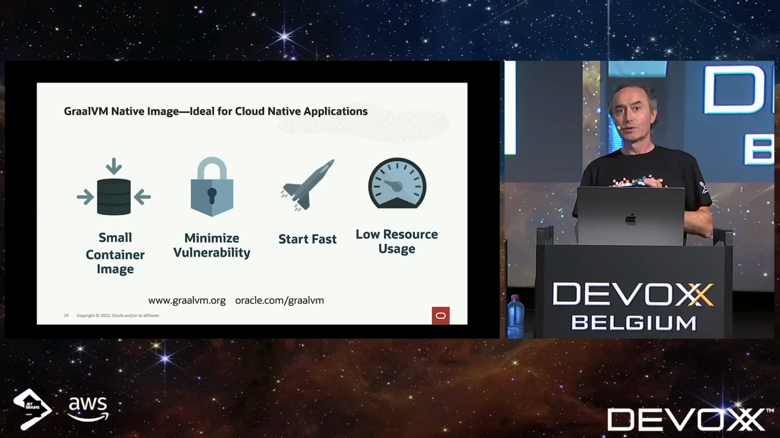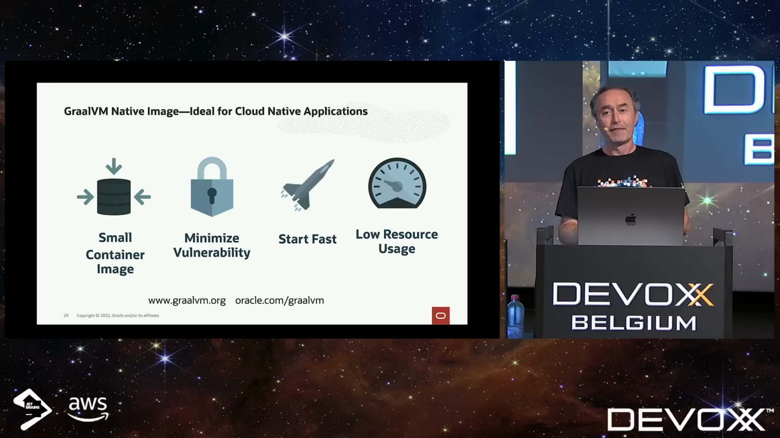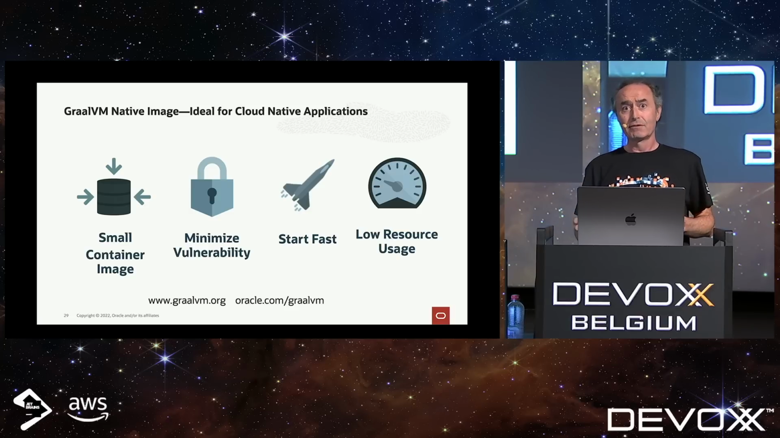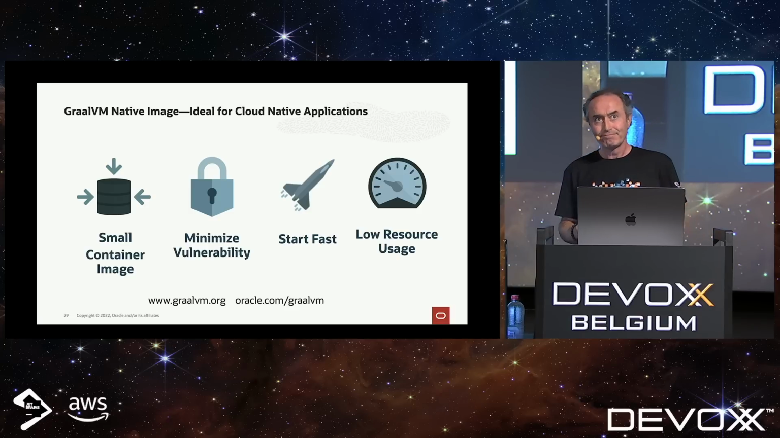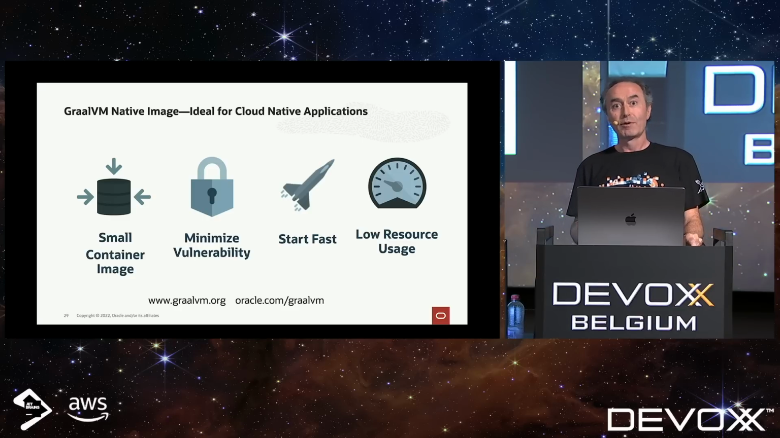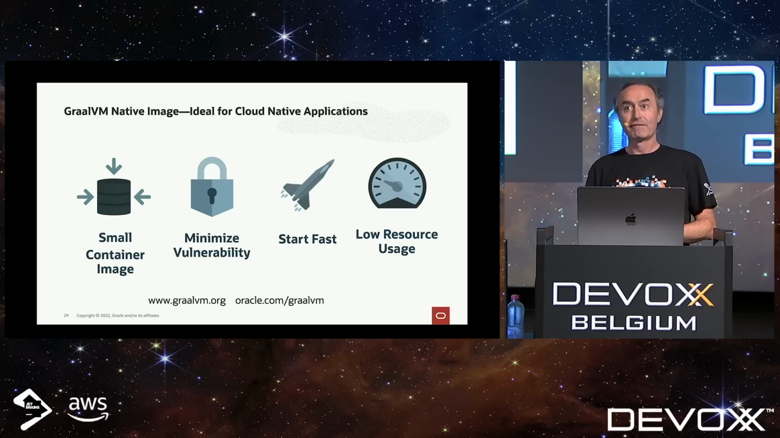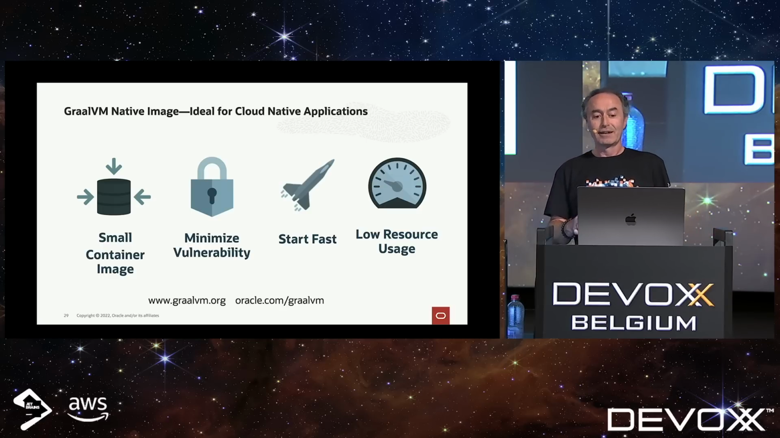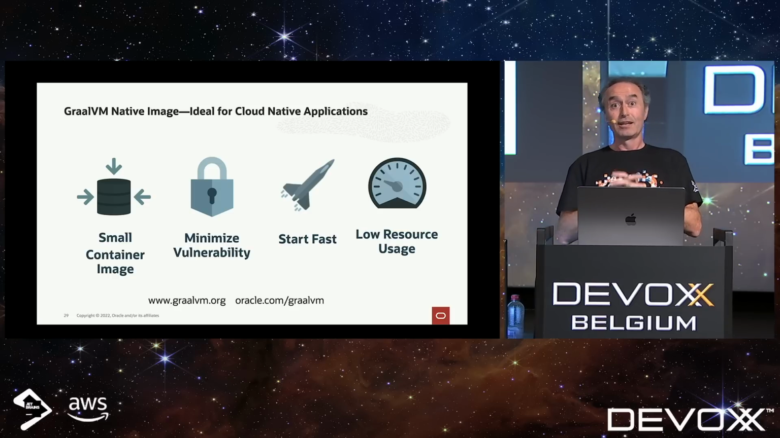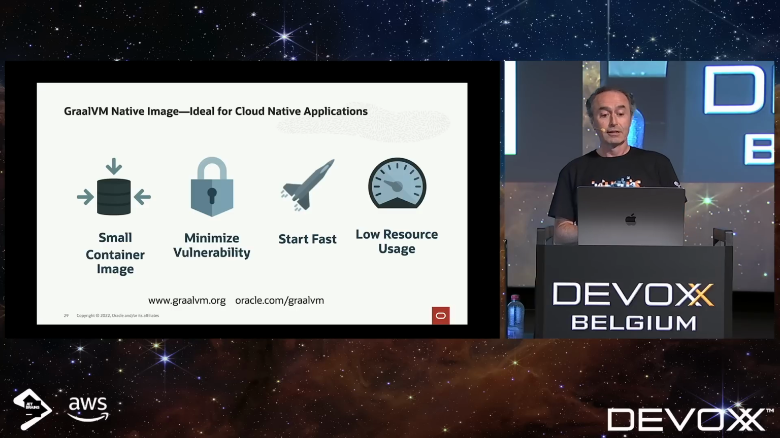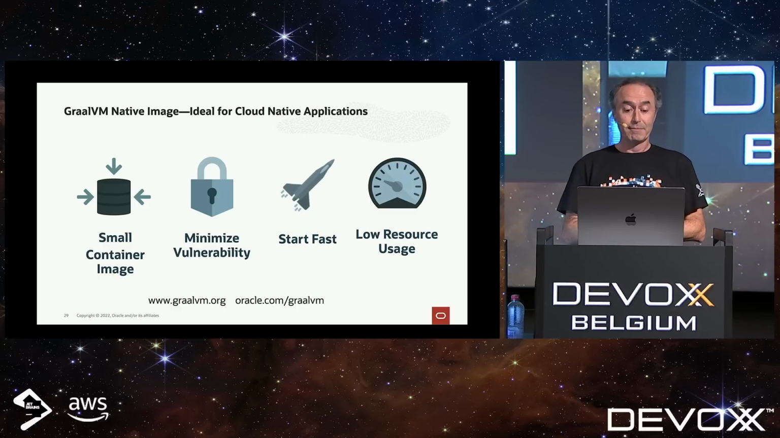Really the goal here is to build small images that move around fast and minimize your vulnerability, so we're stripping things out. If you're using a lot of third-party libraries, when you're running through GraalVM Native Image, we're stripping out a lot of classes that may have vulnerabilities. So we're working on some tools to give you some more insight into this, but the idea is that those ahead-of-time compiled binaries are a lot less insecure than the full JVM-based and jar-based systems.